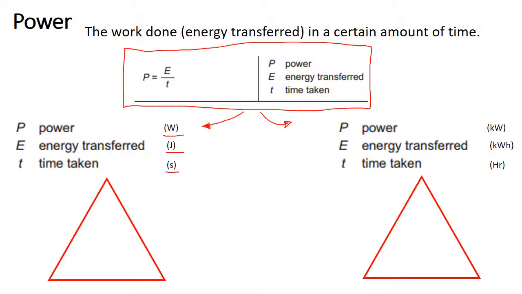However, you can also have a different set of units on the go. If you've got something that's measured its power in kilowatts, then instead the energy it transfers will be measured in kilowatt hours, and the time taken for this will be in hours. Now in both cases the same triangle applies, but you've just got to look at your units. So remember, there are 2 sets of units for the power triangle. Now the triangle looks exactly the same each time. Energy is going to be on top, and then underneath we're going to have power times time.